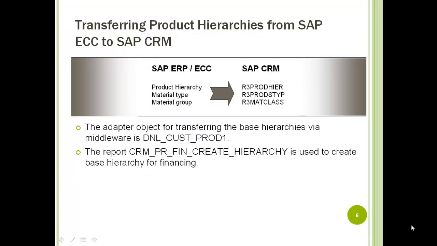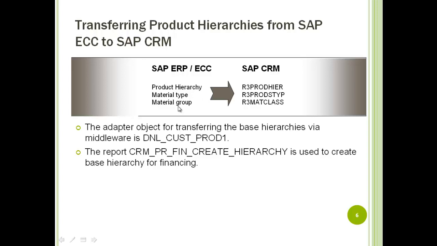Now, coming to the last part of our product master, we would like to discuss how the product master data could be transferred from SAP ECC to SAP CRM. So, as you know, the hierarchy data is replicated from SAP ERP to SAP CRM using the SAP CRM middleware. The data from SAP ERP that is replicated as categories is derived from the fields in the material master, which have grouping characteristics and are used for classification purposes.